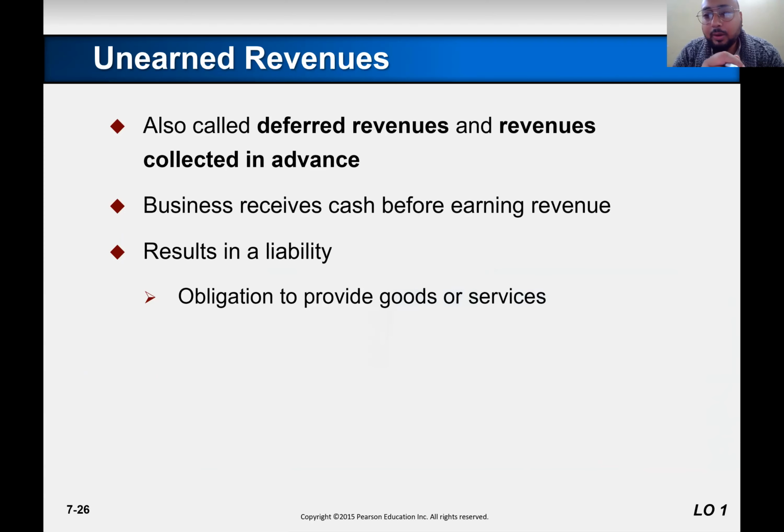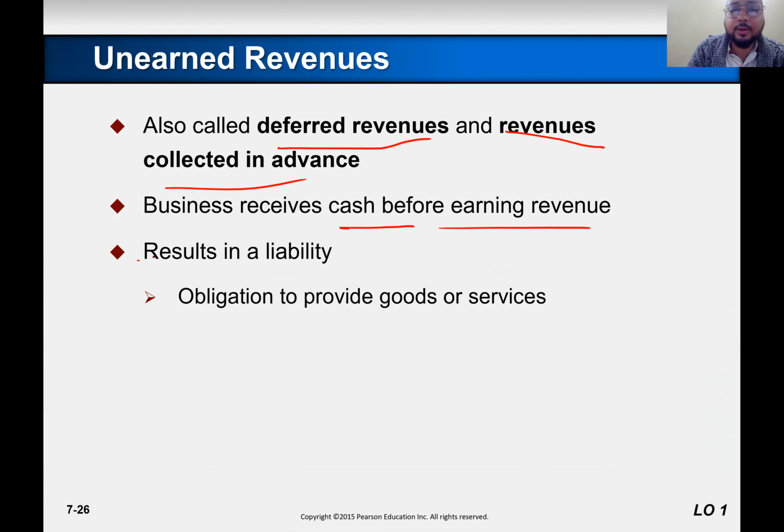Unearned revenue, we already talked about that. Unearned means you receive the money in advance, but that is not eligible for sales. Why? Because ownership of the goods is not being transferred to the customer. So we also call this deferred revenues or revenues collected in advance. The business receives cash before earning revenue.